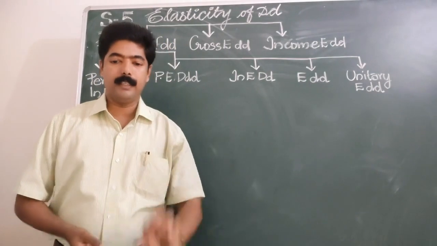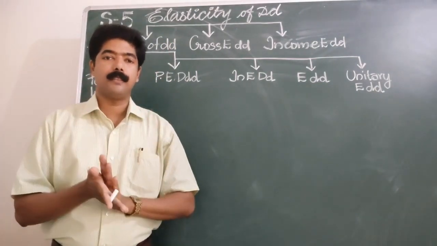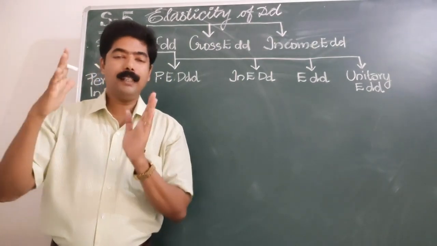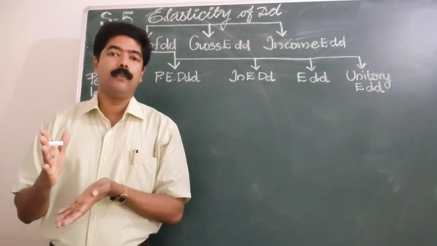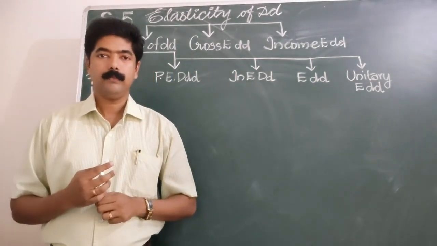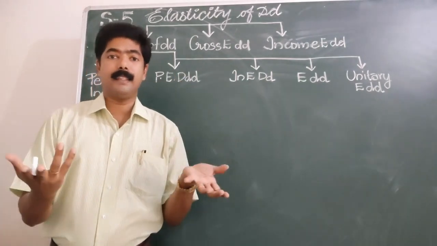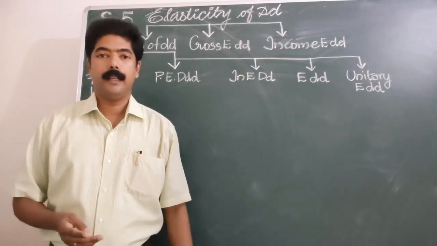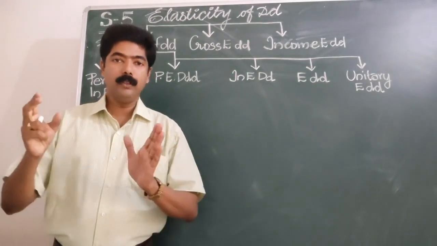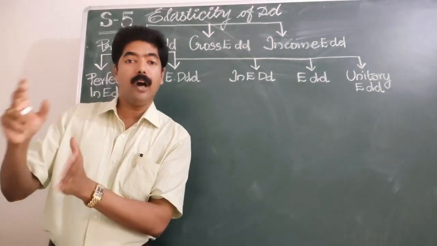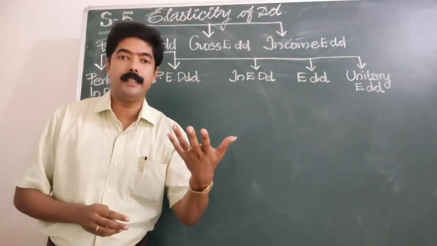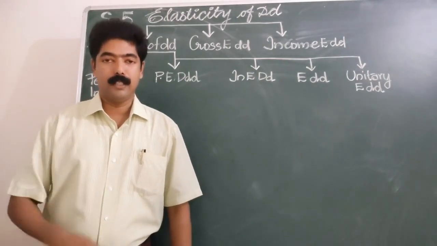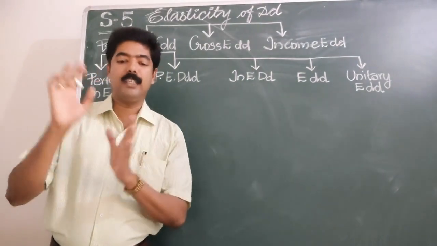In the definition, we have seen the term degree of responsiveness. By degree, we mean the rate of change, that is, at what rate the quantity demanded changes when there is a change in price. The law of demand never explains what level of quantity change occurs in relation to a change in price. But elasticity of demand shows the degree of responsiveness, the rate of change of the quantity of a commodity demanded in relation to changes in its determinants. So this is elasticity of demand.